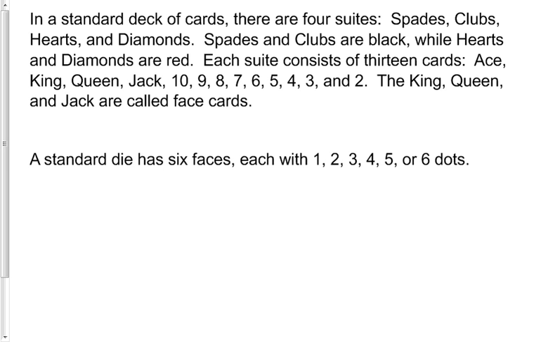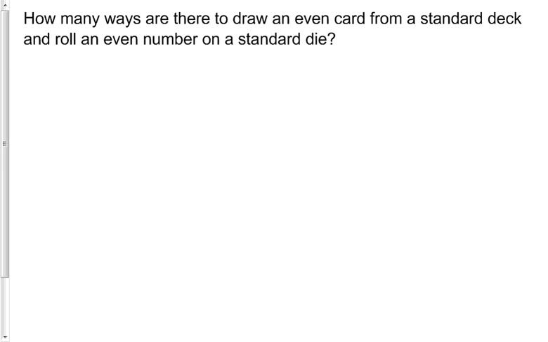So we're going to look first at how many different ways there are to draw an even card from a standard deck and roll an even number on a standard die. So we're looking at 2 events that are completely independent of each other. Drawing a card from the deck and rolling a number on a die have nothing to do with one another. There's nothing about the cards that would tell you anything about the die, or nothing about the die that would tell you anything about the cards.